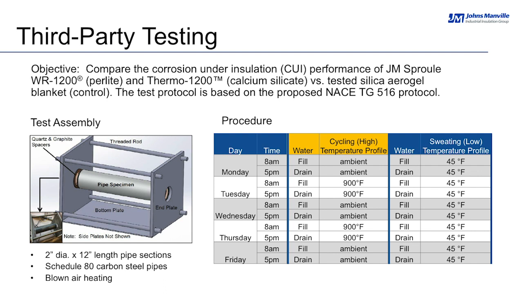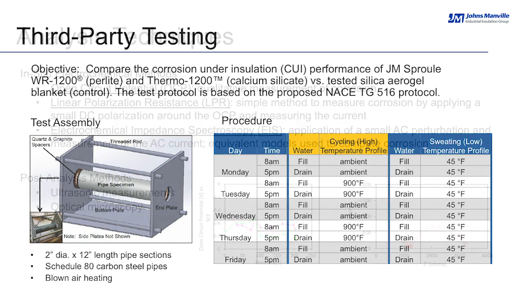The second condition keeps the pipe temperature at around 45 degrees Fahrenheit, but again, the system is filled and drained with water throughout the week. We call this condition the sweating or low temperature condition. In essence, what this condition represents is a system that remains below the dew point and remains in a continual wet state. Both of these conditions were run for a total of 6 months.